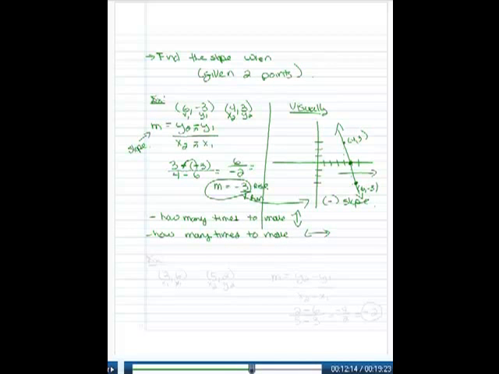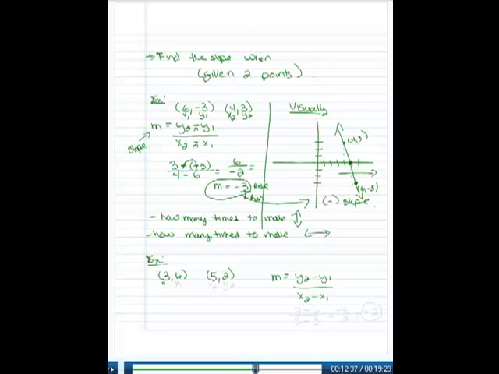So let's try a couple more problems. Let's look at another example. Let's say that they gave us the points (3, 6) and (5, 2). So again, I know my formula is m equals y2 minus y1 divided by x2 minus x1. So that I don't get confused, I like to label everything.